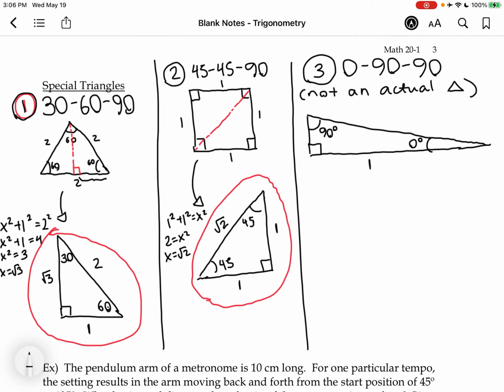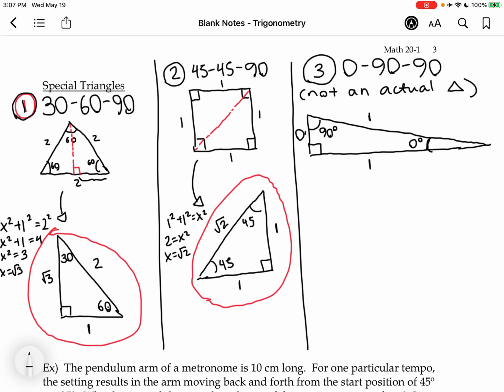Okay, and then this is 1, and this is 0. So you almost want to think about two side lengths of 1 that are lying on top of each other. And there's actually no angle right here. Okay, so that's why it's not a triangle. Now the reason why it's helpful to have this though is that the trig ratios still hold up. So for example, if I want to know the sine of 0 degrees, well, I'd go opposite over hypotenuse.